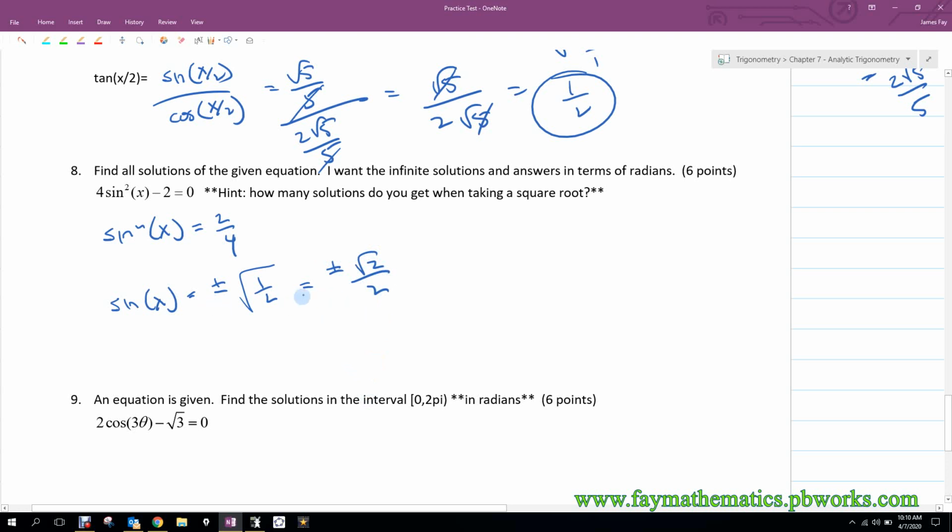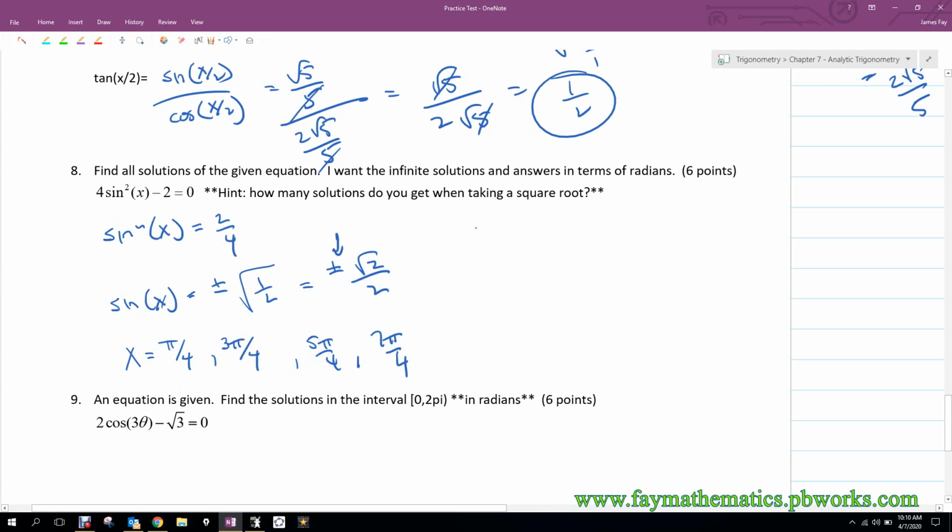So the question then is, when does the sine equal radical 2 over 2? For what values of x? Well, we should know that that's the pi over 4 increments. So pi over 4 and 3 pi over 4, that's when we're equal to positive radical 2 over 2. 5 pi over 4 and 7 pi over 4 is when we're equal to negative radical 2 over 2. So those are your 4 initial answers around the unit circle.